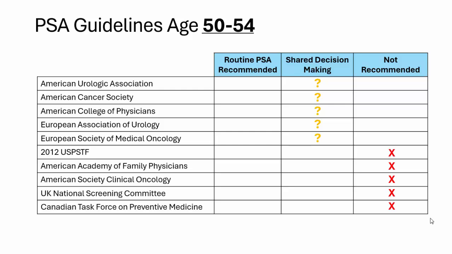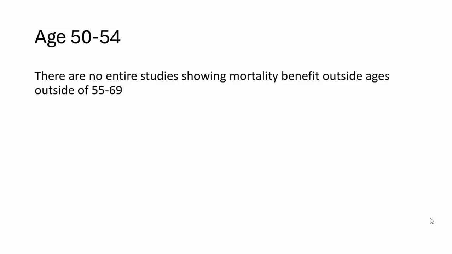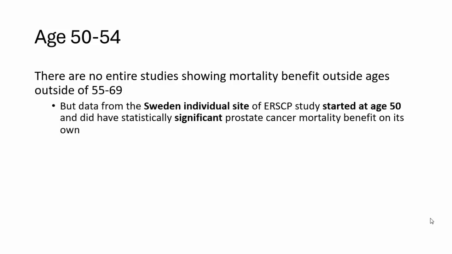Here's another table of guidelines, this time looking at ages 50 to 54. And again, we're back at kind of a 50-50 split between the maybe and no group. There are no entire studies showing mortality benefit outside the ages of 55 to 69.